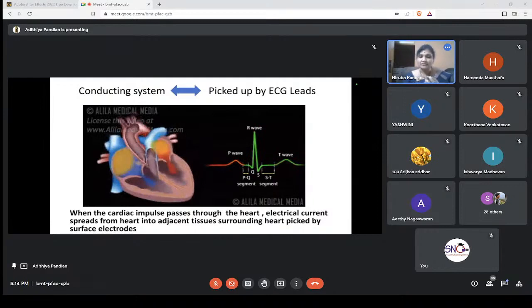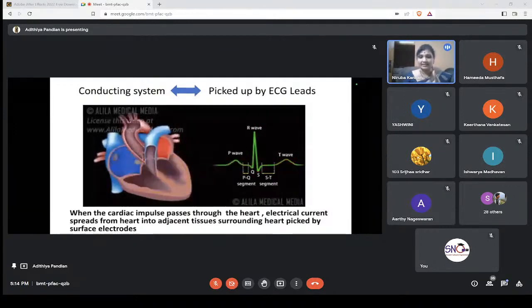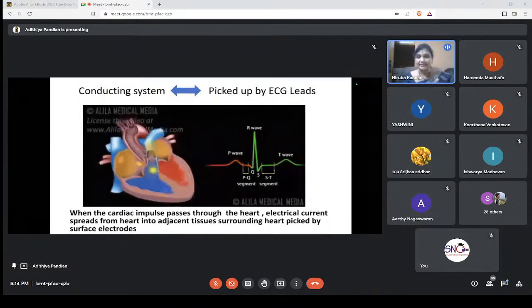The AV nodal tissue itself will produce a very small amount of current, which is hardly recorded in your ECG. So what we record for the AV node is given in the PQ segment, which will be coming up here. And later, after the AV node, one simple point I wanted to mention here is that current could directly pass from atrium into the ventricle, but that doesn't actually happen.